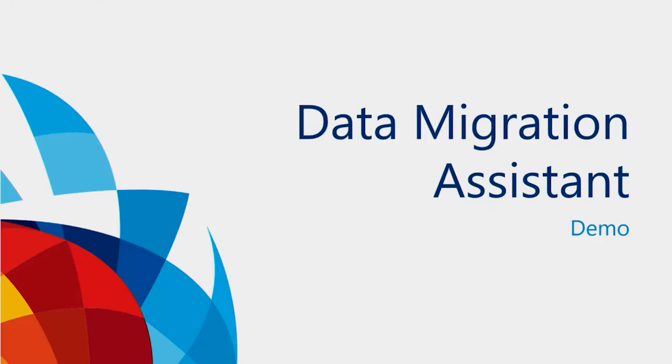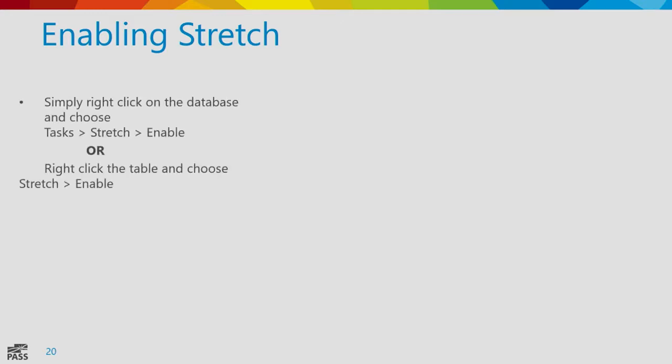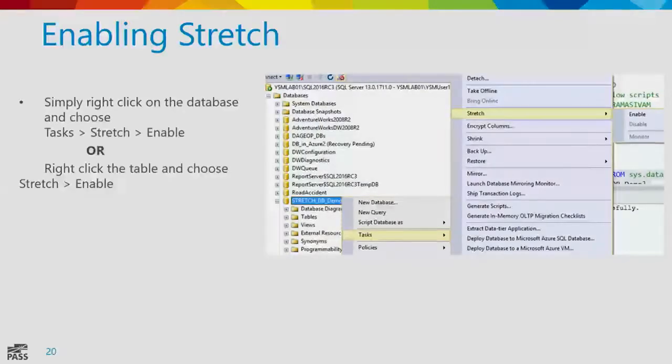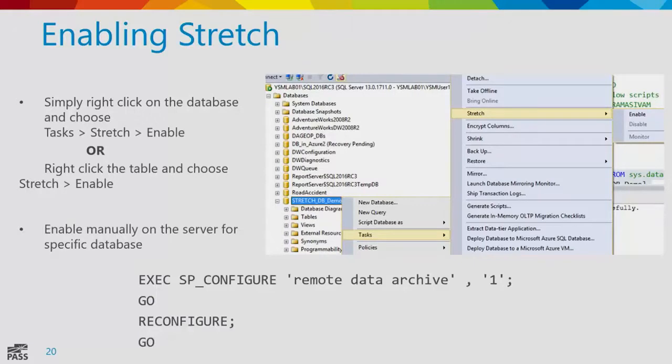I'm going to show the demo after the next slide, because this is the second part, enabling the stretch. To enable the stretch, how easy it is: you just right-click the database, and then simply go to Tasks, Stretch, and Enable. This is for the database level. For the table level, you can right-click on the table and simply say Stretch and Enable, as simple as that. Or you can also use SQL scripts. Execute sp_configure, and you can do this.